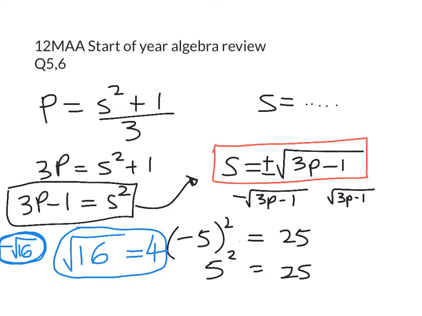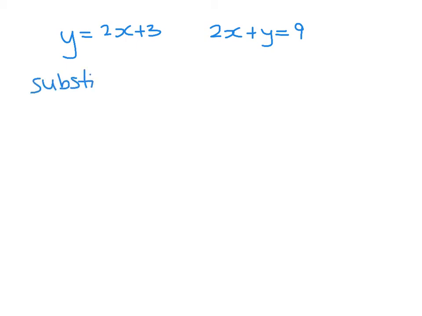Okay, the next problem is a little simultaneous equations question. I'll do that on a new slide. Right, so we had to solve y equals 2x plus 3 and 2x plus y equals 9. Now there are two ways that you know to do simultaneous equation solving. One is substitution and one is elimination.